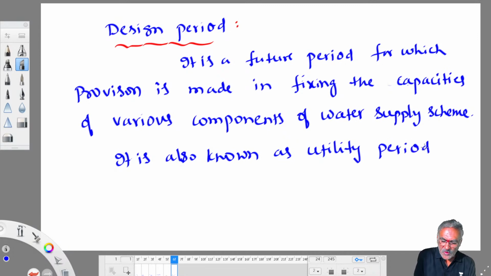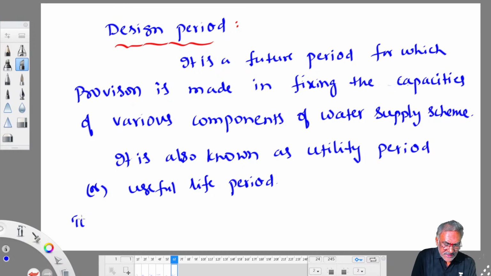ESE exam they will ask mostly: What is the design period of a pump? What is the design period of a pipe that is used in water supply scheme? Something like that. Utility period or useful life period. That's it. This much idea is there, more than sufficient.